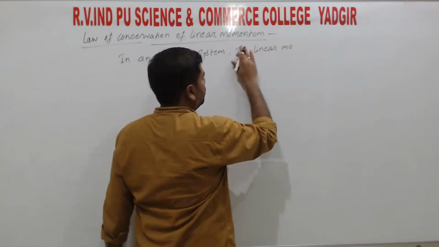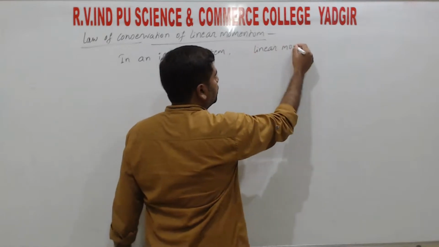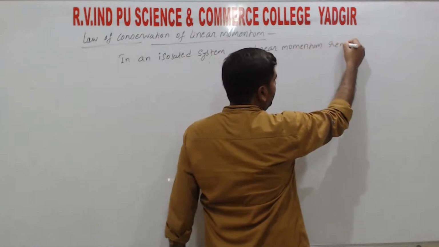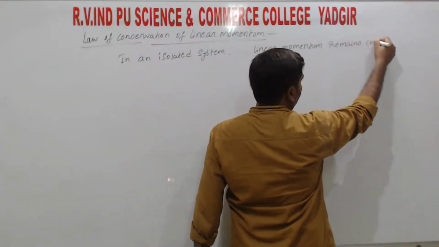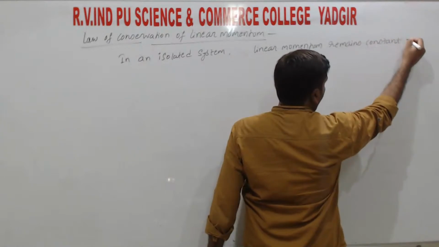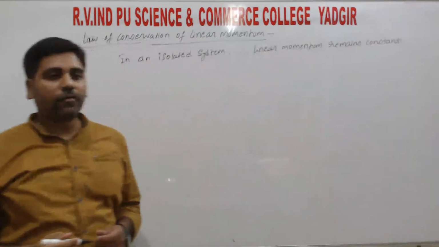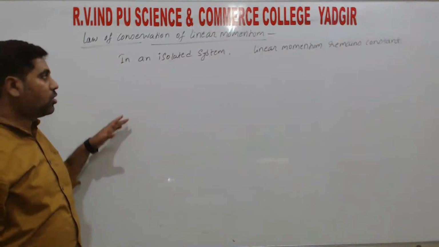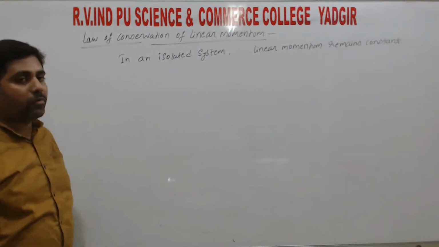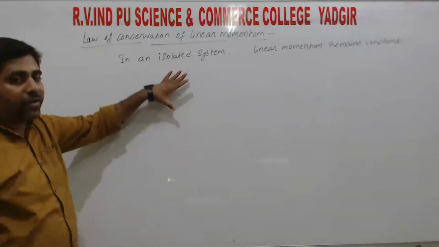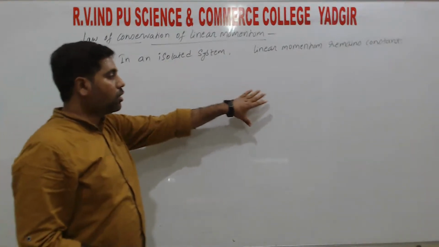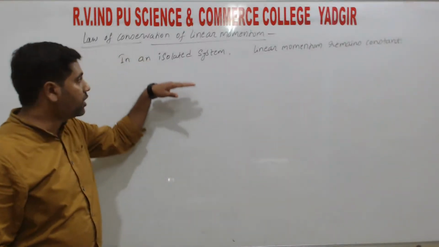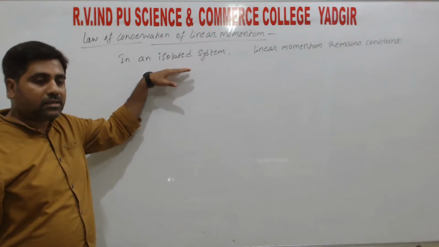linear momentum remains constant. So this is the statement of the law of conservation of linear momentum, right? In an isolated system, that means if we consider any one system, no external force is acting on that system, then that type of system we call an isolated system, right?